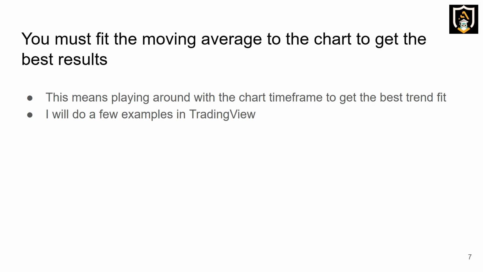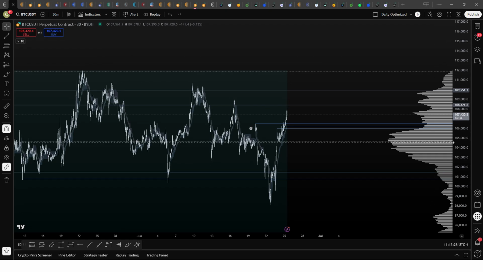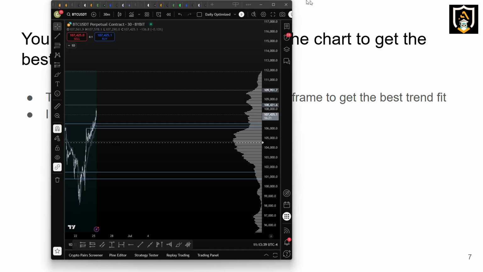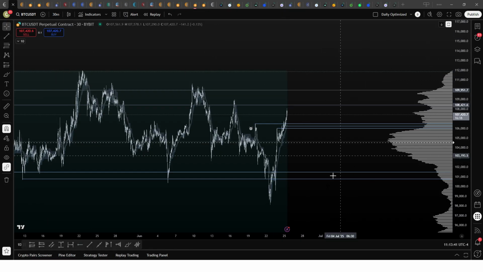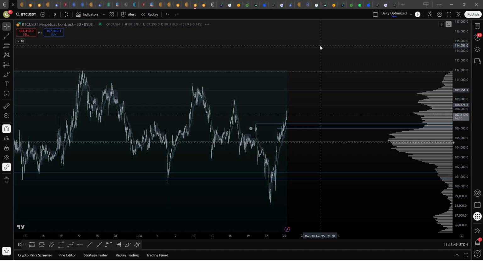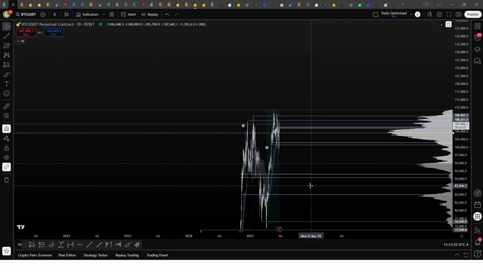I'm also going to talk about fitting moving averages to the chart. I'm going to have to go into TradingView, and I can also talk about the pros and cons of different types of moving averages. I will share my screen in Discord for the viewers. Okay, so we're on Bitcoin, and we are going to figure out how to pair the moving average to the trend.